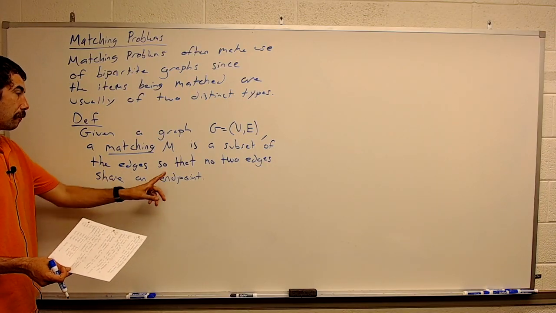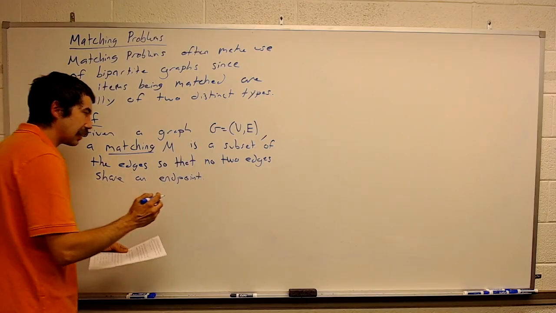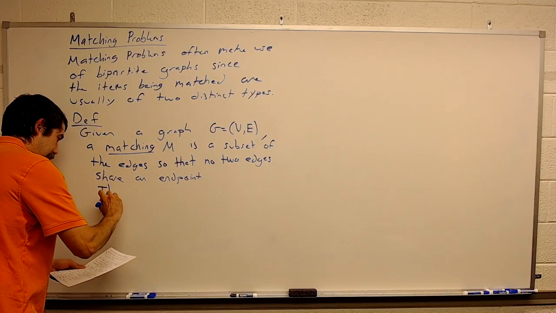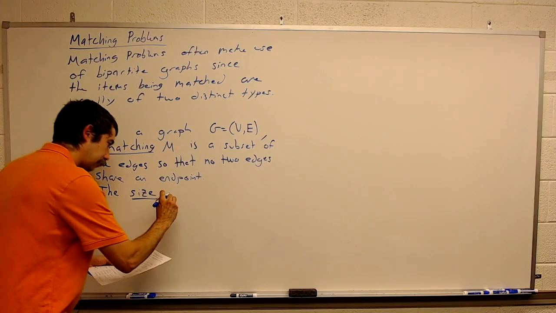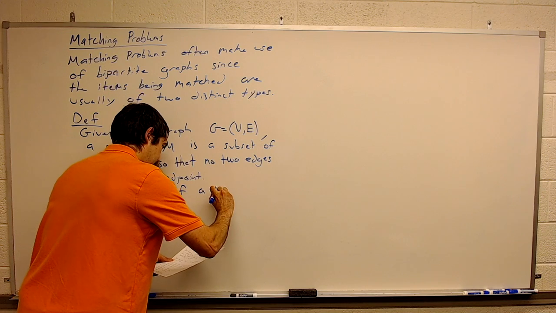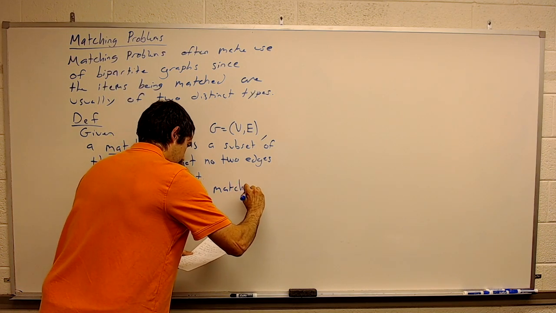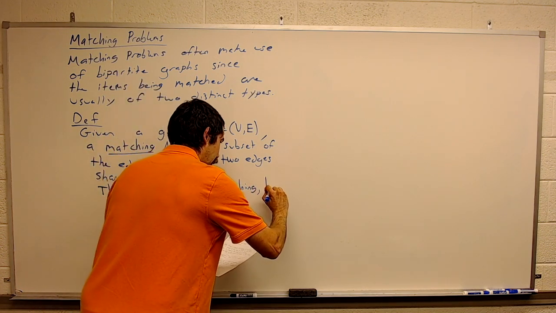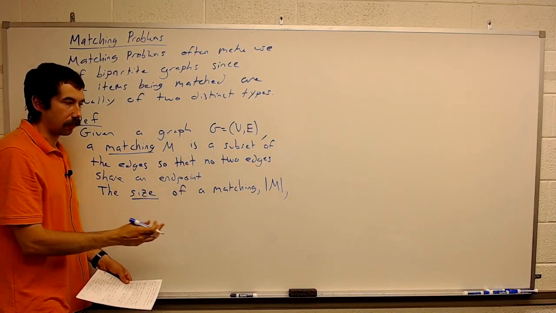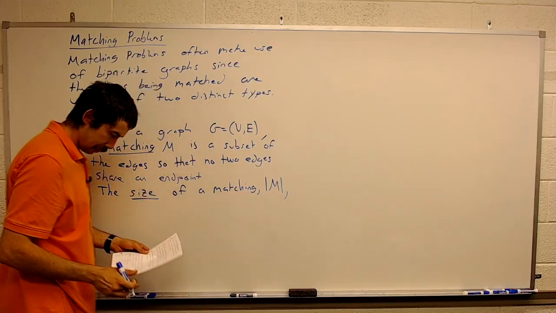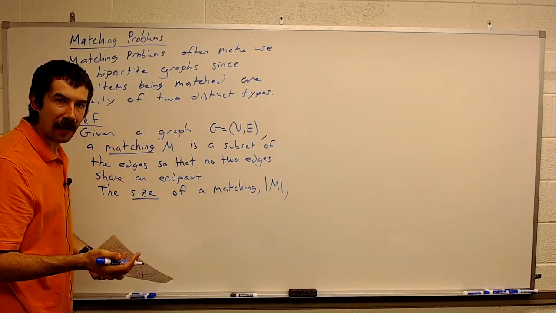Okay, the size of a matching, which we denote by just like the absolute value bar. So this is the size of our matching. It's just the number of edges in the matching.